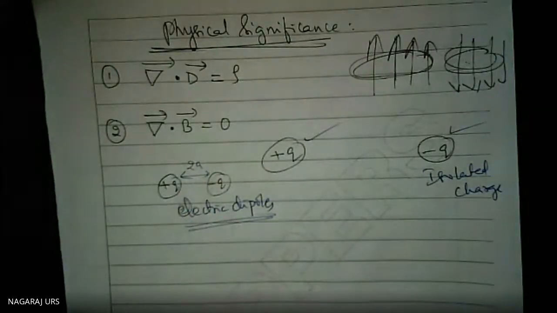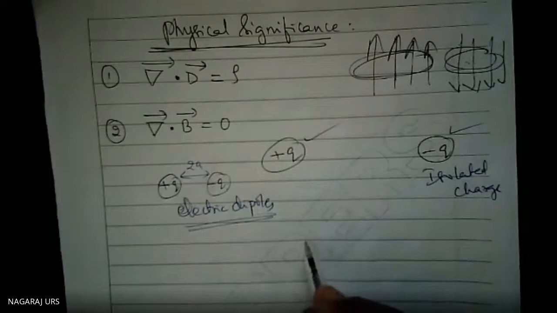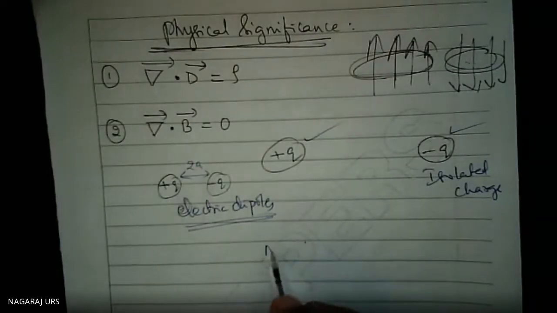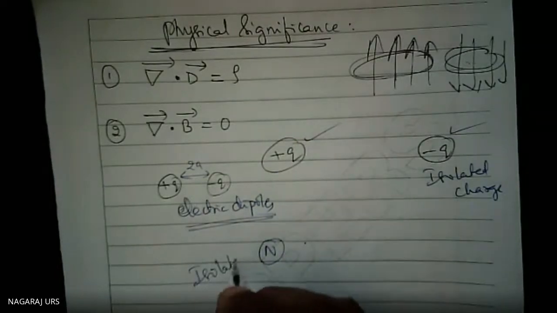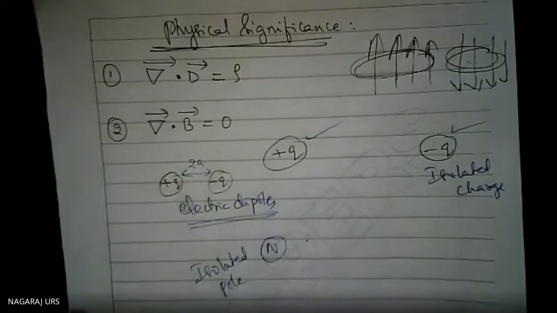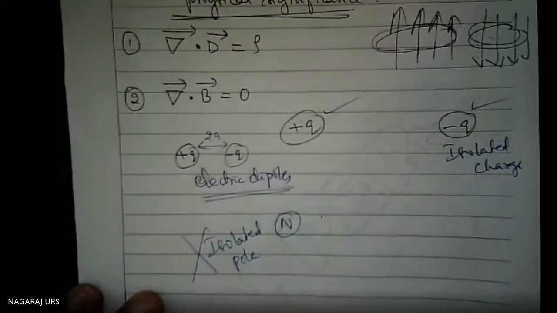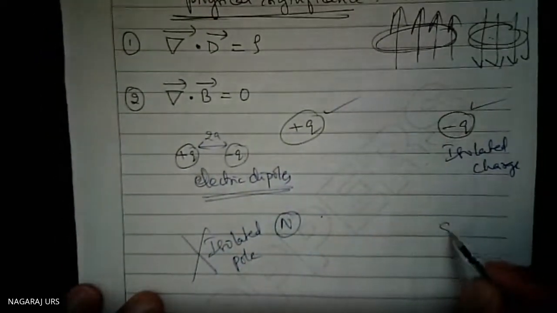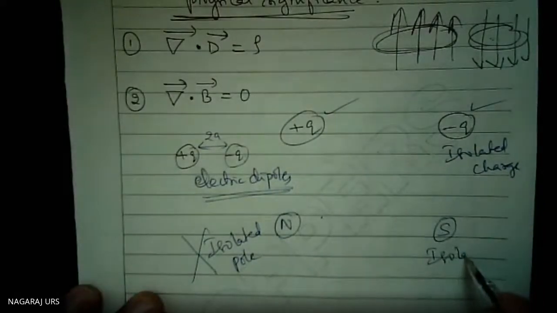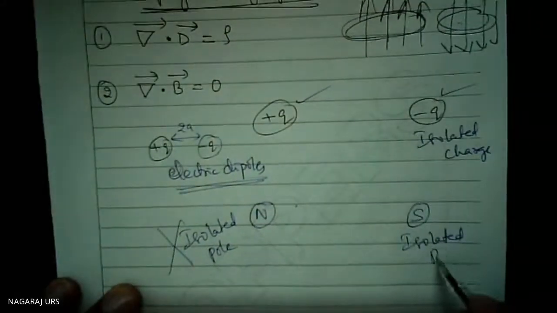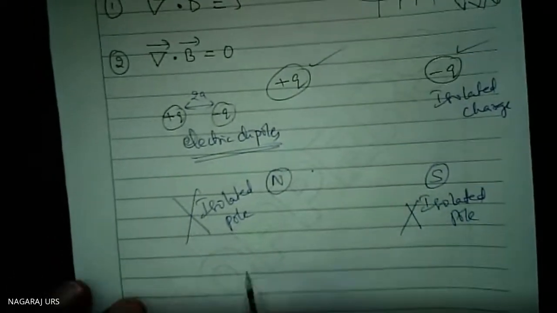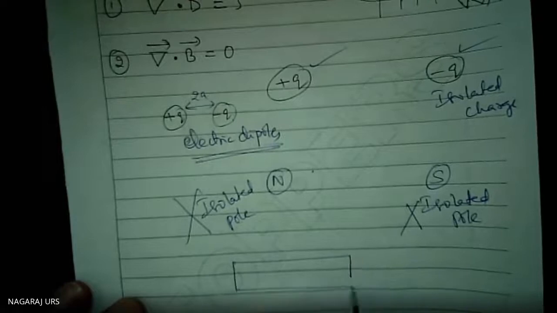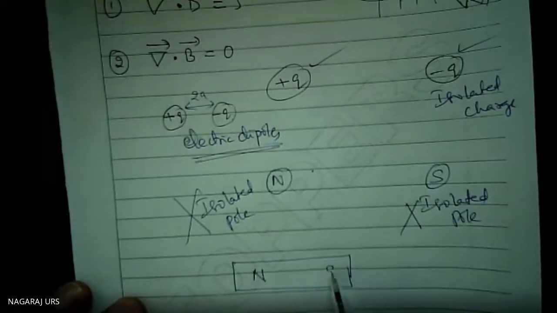But in the case of a magnet, is it possible to get only the north pole? No, we cannot. An isolated north pole, we cannot get. An isolated south pole, only one pole magnet, is it possible to exist? It cannot be. It exists only in the form of a magnet containing a north pole and a south pole.